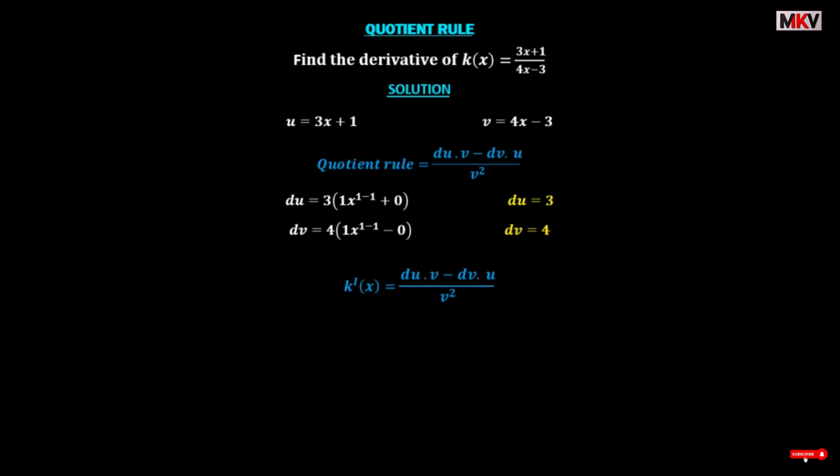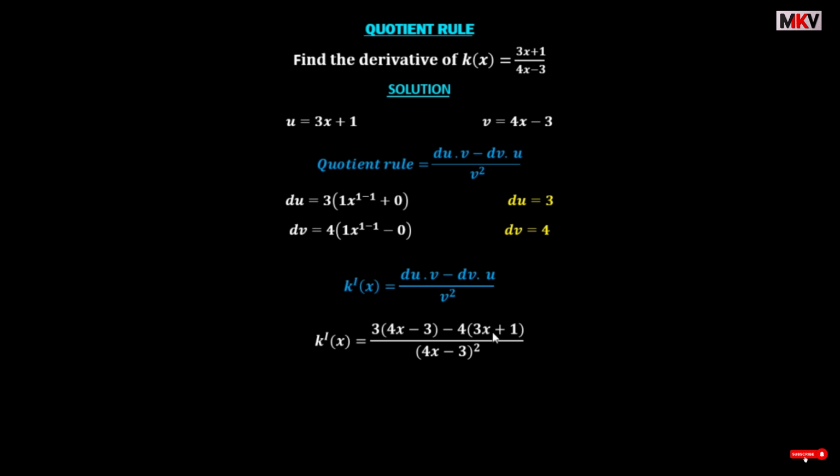So we do the necessary substitutions. We found du, we know our v. We found dv, we know our u. Then we substitute them into this equation. So du is 3, we substitute that. Our v is 4x minus 3, we do that substitution too. Our dv is 4. Then our u is 3x plus 1, we do that substitution too. Then our v, which is 4x minus 3, we substitute and then square it.